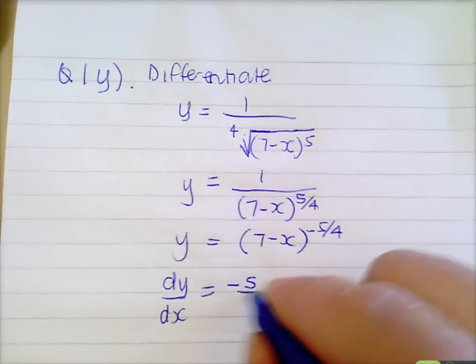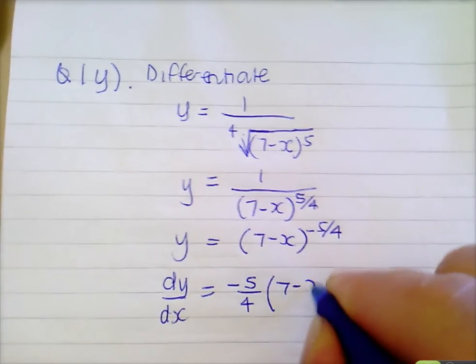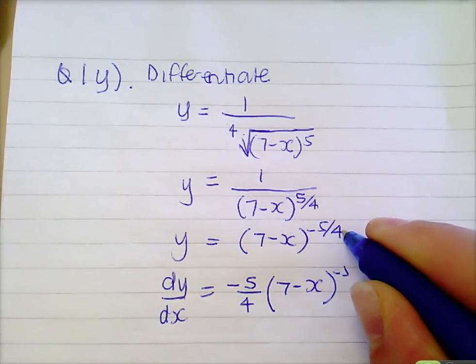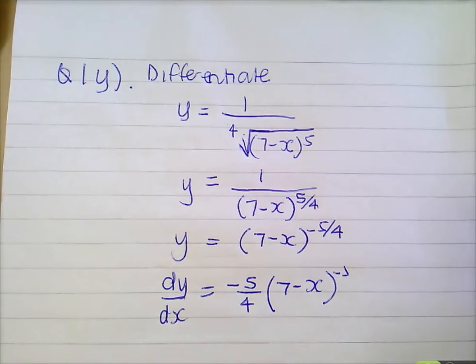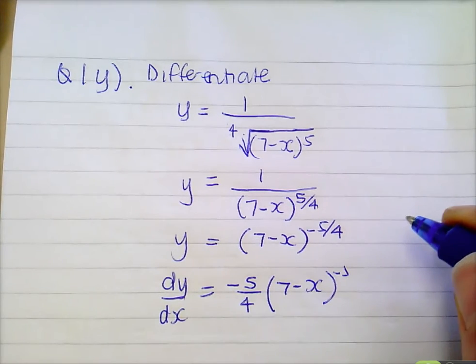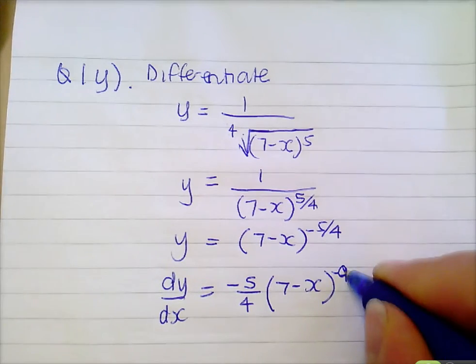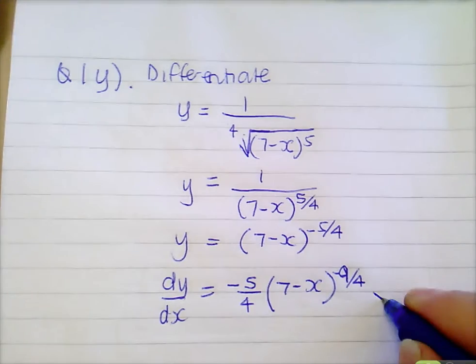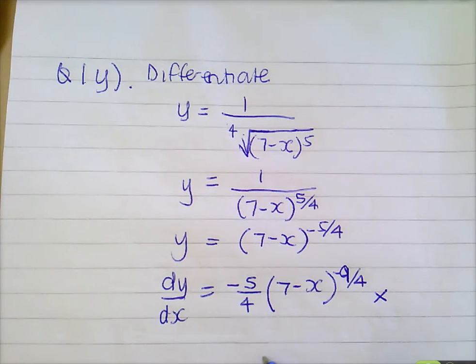So it's negative 5 over 4, write it out, 7 minus x, and drop the power. Negative 1 1/4 minus 1 is negative 9 on 4, because it's negative 1 1/4 minus 1, which is negative 2 1/4. Times, differentiate what's inside.